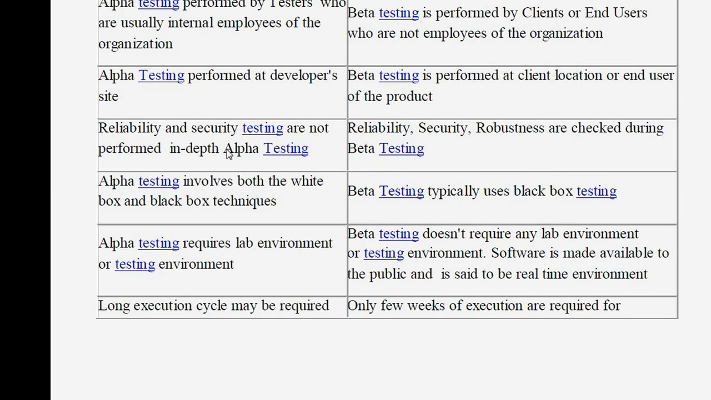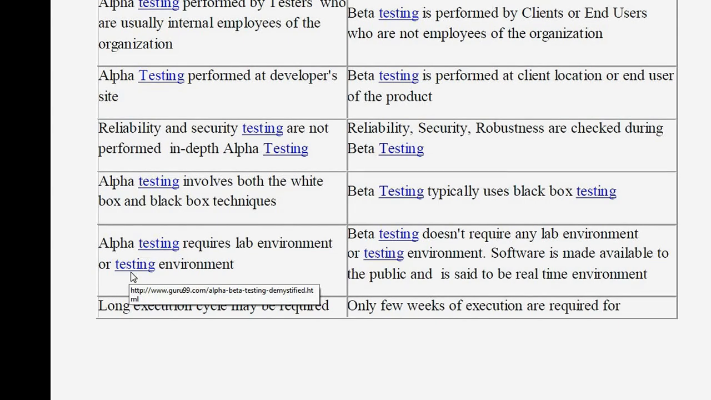Reliability and security testing is not performed in depth in alpha testing. In beta testing, reliability, security and robustness are checked. Alpha testing involves both white box as well as black box testing. In beta testing we use only black box testing. Next, alpha testing requires a lab environment or testing environment, but in beta testing the actual environment is used to run the software and find the issues.